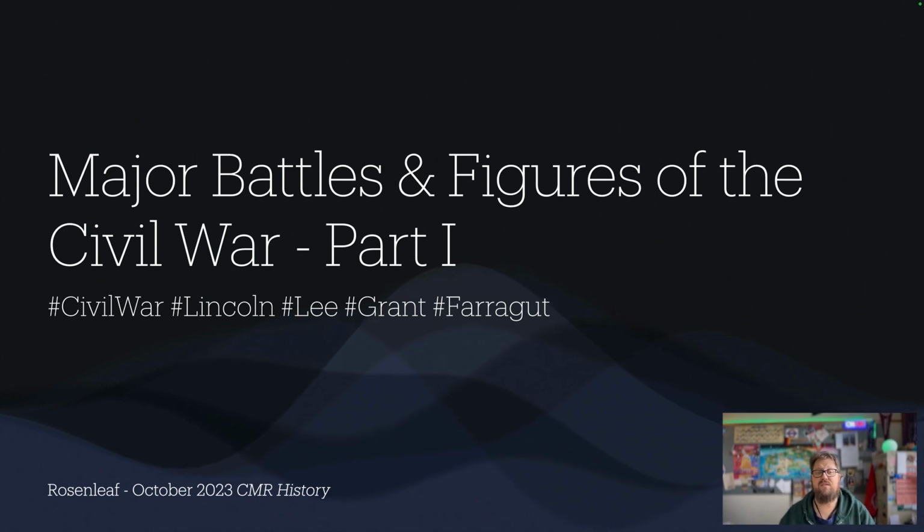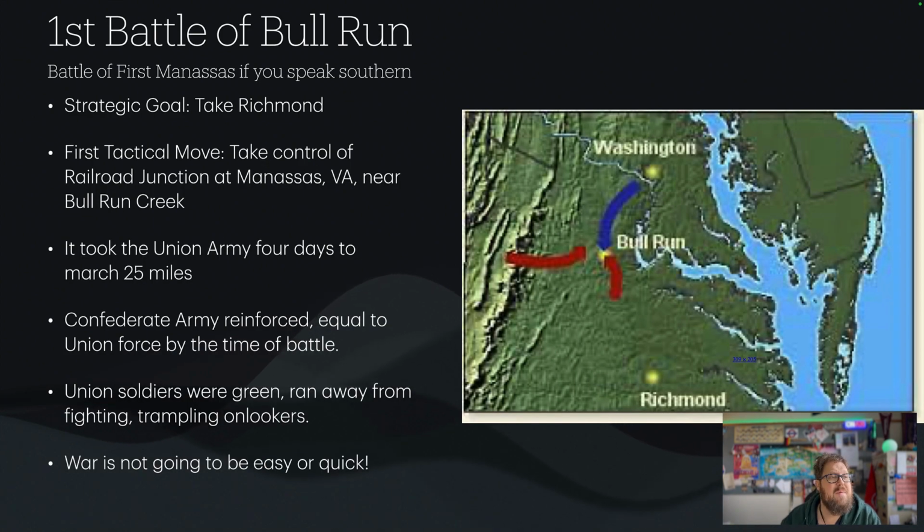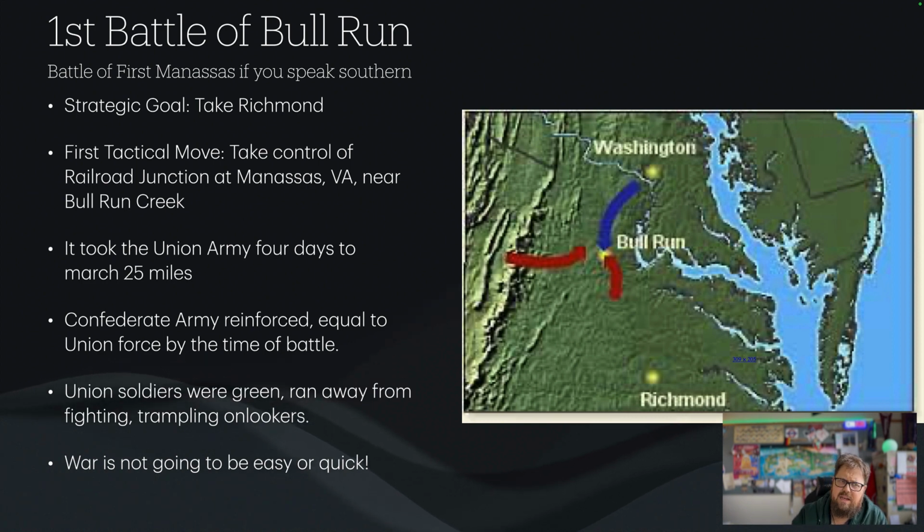Part one, major battles and figures of the Civil War. So the first battle, and I really only mention it because it is the first official battle of the Civil War, is the first Battle of Bull Run. The strategic goal, I think previously we had talked that the Union had three strategic goals that it needed to meet. It needed to blockade the Atlantic coast, it needed to take the Mississippi River, and they needed to take Richmond, the capital of the Confederacy.